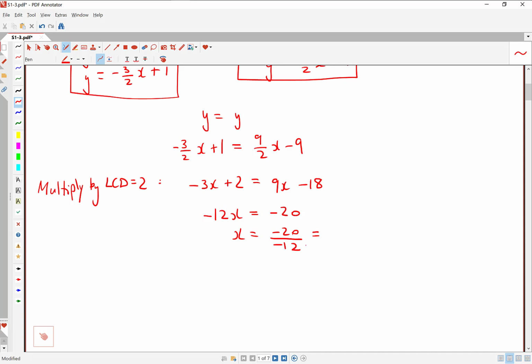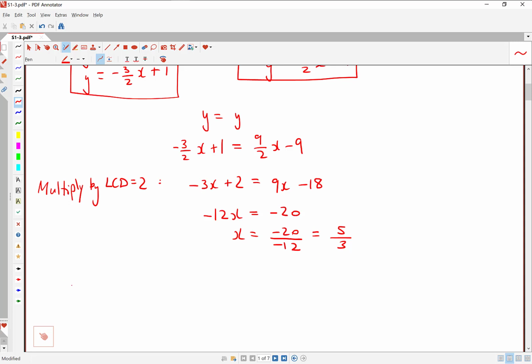We can make that look a little bit better if we reduce that fraction. Both the top and the bottom are divisible by 4. We could actually divide through by negative 4. So we would have positive 5 over positive 3. So that's our x value.